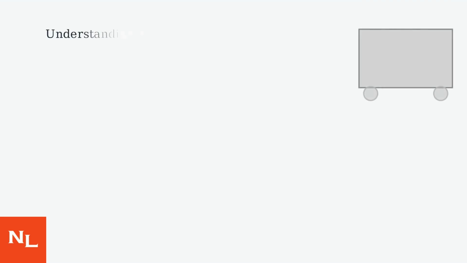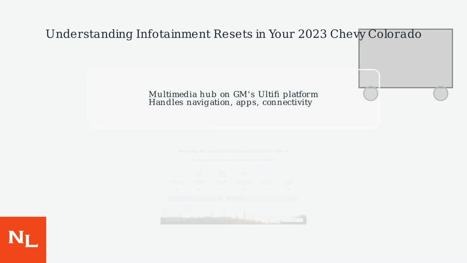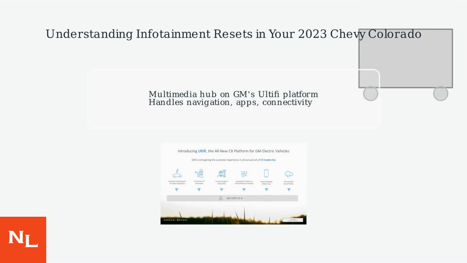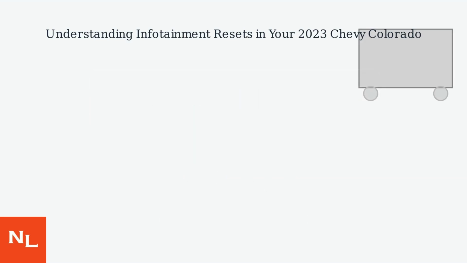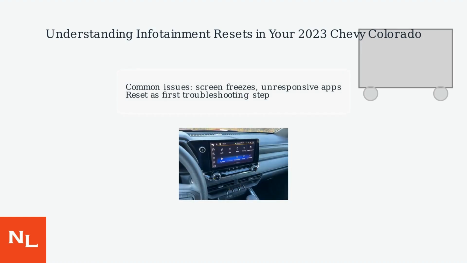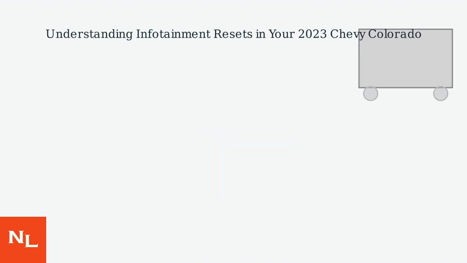The infotainment system in your 2023 Chevy Colorado is a multimedia hub running on GM's Ultifi platform. It handles navigation, apps, and connectivity. Over time, issues like screen freezes or unresponsive apps can occur. Resetting the system is often the first troubleshooting step.